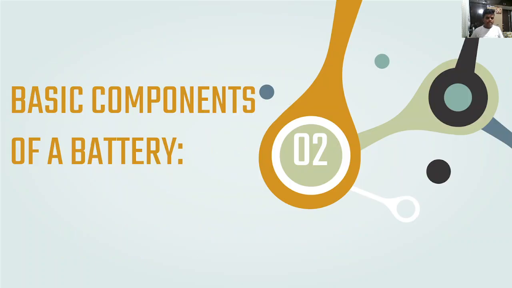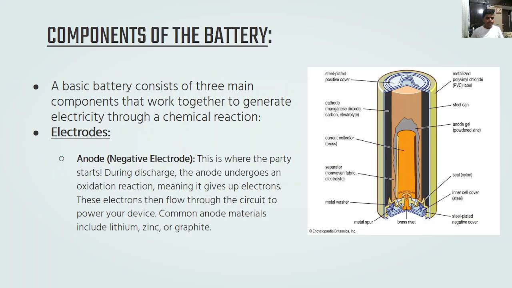Then let us see the basic components of a battery. A basic battery consists of three main components that work together to generate electricity through a chemical reaction. At first, electrodes. Anode, the negative electrode. This is where the party starts.